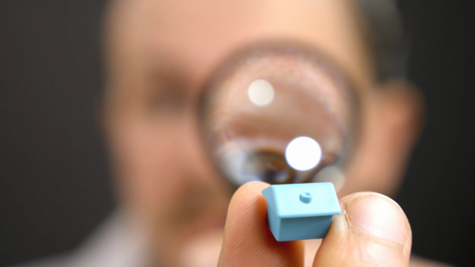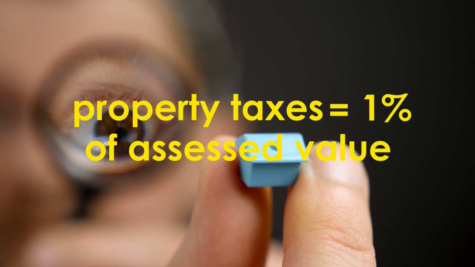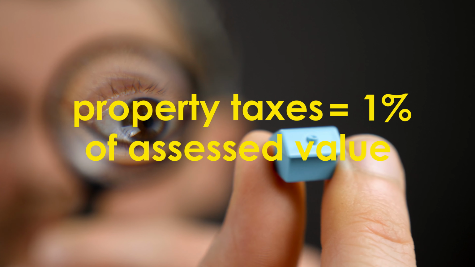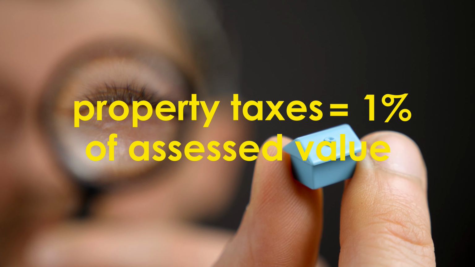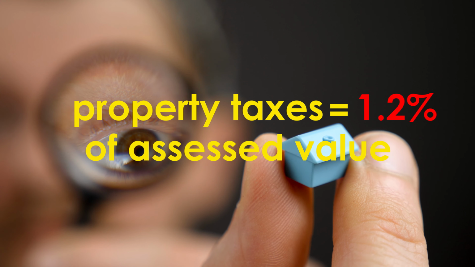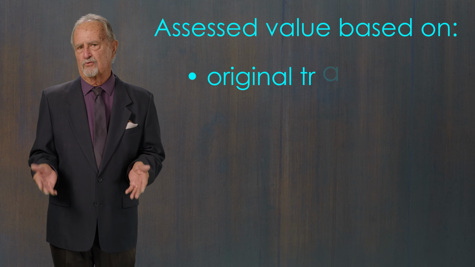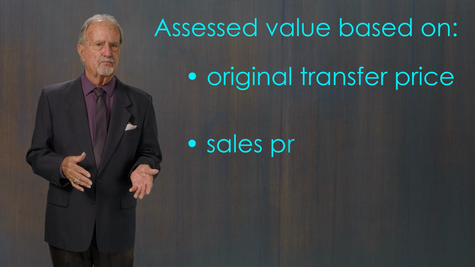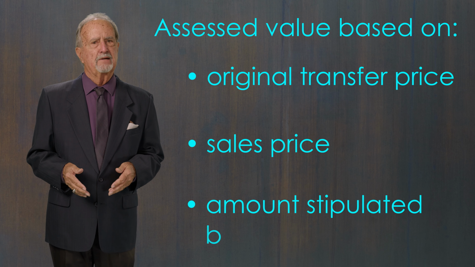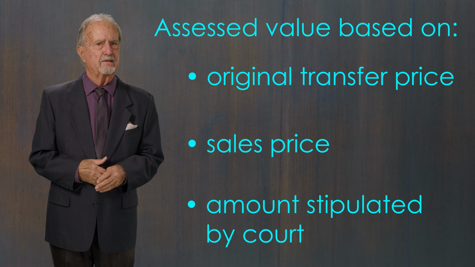Real estate mathematics also factor into property taxes. In California, annual property taxes are based on 1% of the assessed value of a property, plus certain local service fees. Generally, this totals to approximately 1.2%. The assessed value of a property is based on the original transfer price, sales price, or the amount stipulated by court, such as in a probate action or divorce settlement.